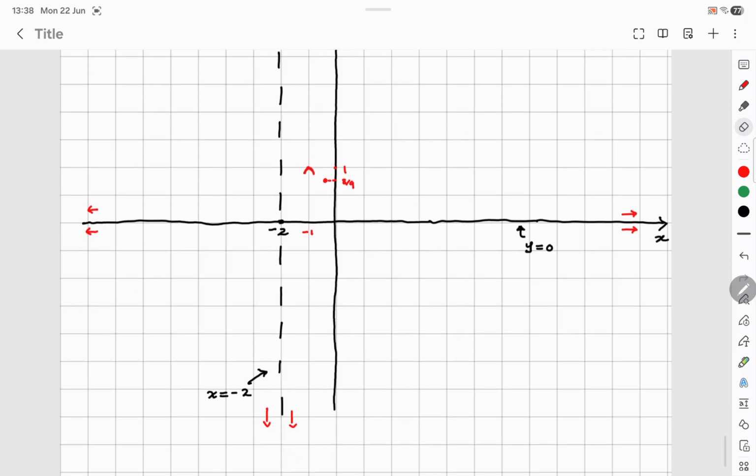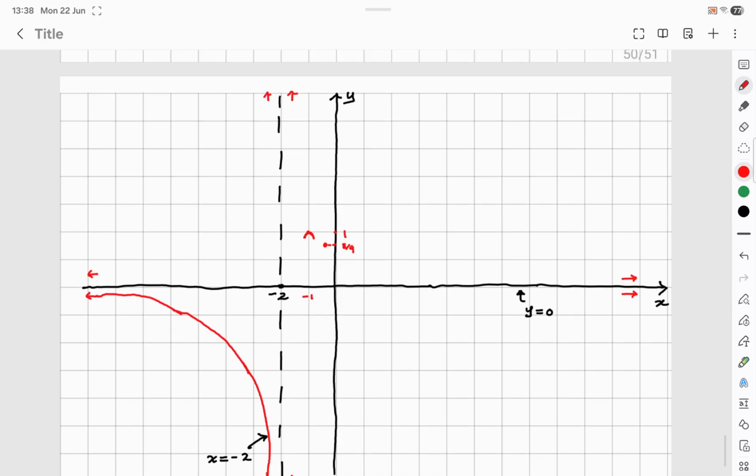So decreasing and concaving down means what? I have to connect these two arrows. So there's our first section. First section has this shape. Concaving down and decreasing, right? So that section is done.